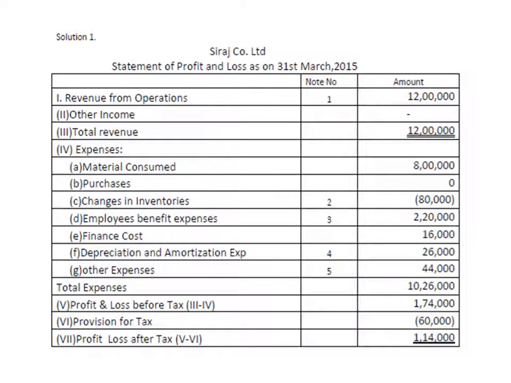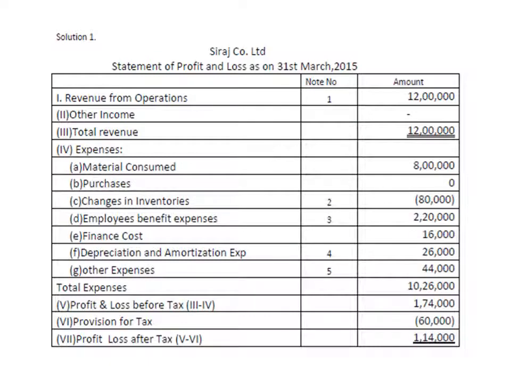Then we have finance cost, which is given as it is. Then depreciation and amortization expenses. Depreciation on premises and machinery put together should be shown here. Other expenses we have bad debts, conveyance, loss on sale of machinery, insurance. All this amount put together is 44,000. This is our total expenses. So now total revenue minus total expenses gives us profit. So it is a positive figure, hence it is considered as a profit. If it is a negative figure, then it is considered as a loss.